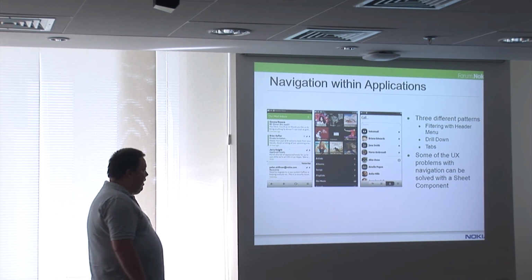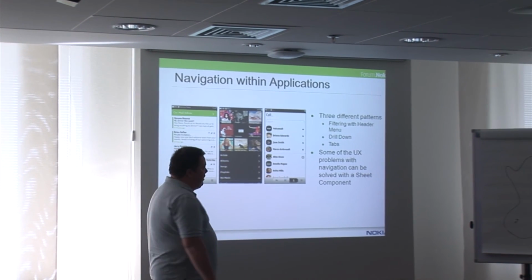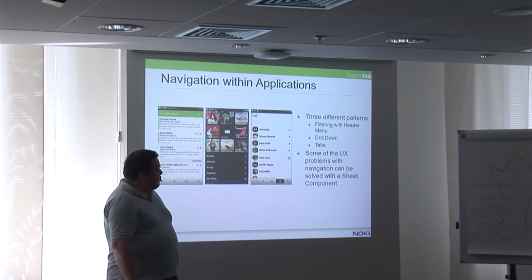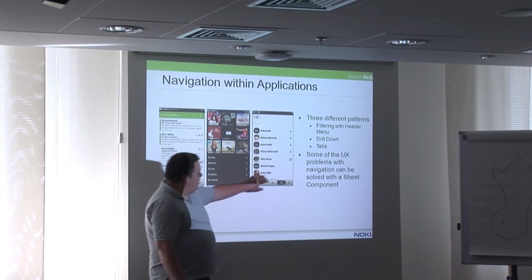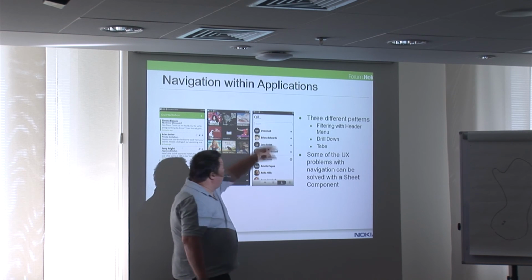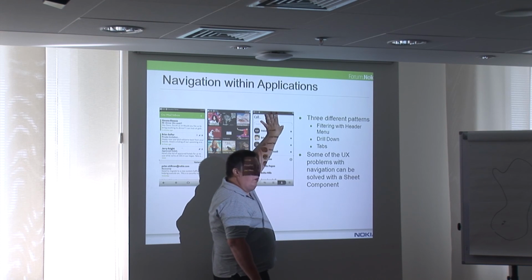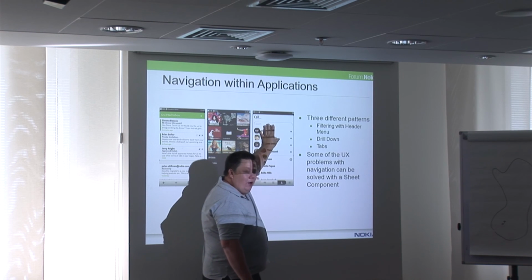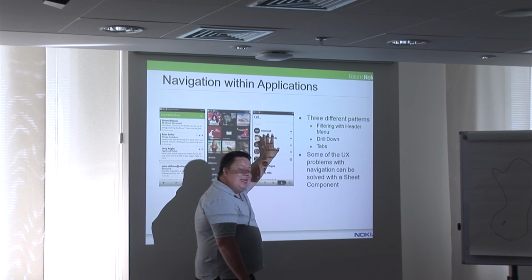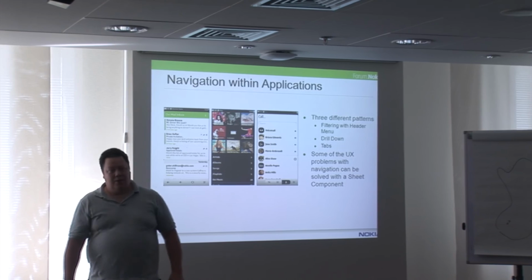Drill down or tabs. Some of the UX problems with navigation can be solved with a sheet component. A sheet is something which can be swiped open, and there are buttons. You always have to define at least one button shown on the top of the screen, and then there are any kind of other detailed settings related to this application view.